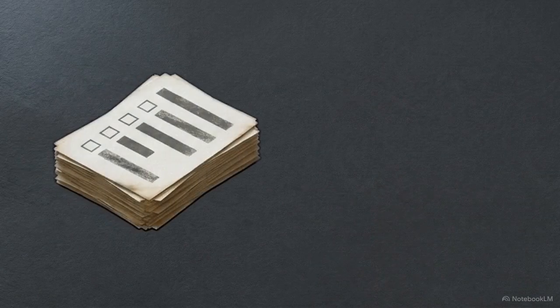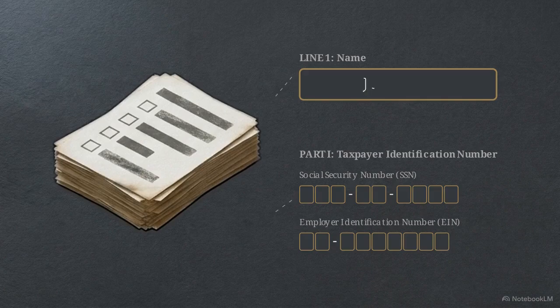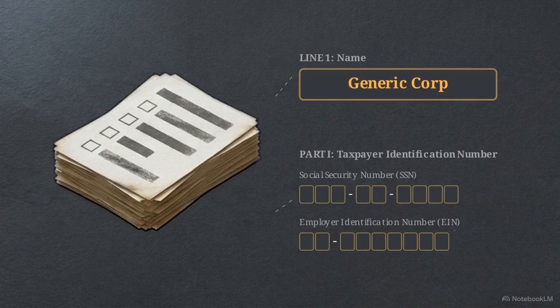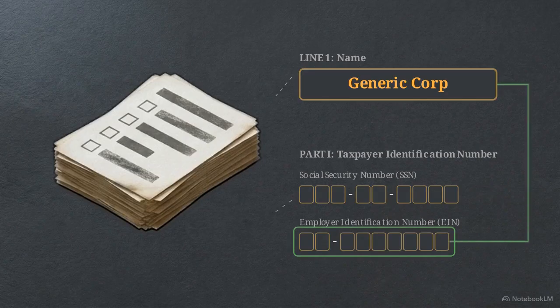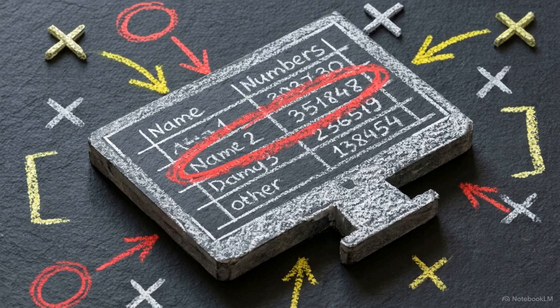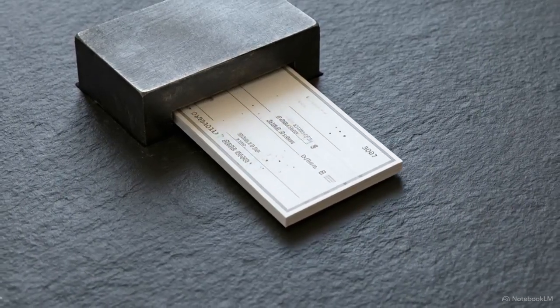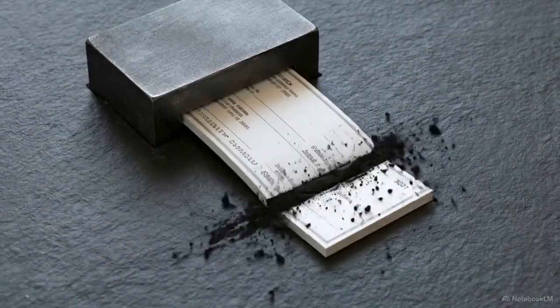Move to Part I, the Taxpayer Identification Number. For sole proprietors and single-member LLCs, this 9-digit code must be your Social Security number to match the personal name on line 1. Conversely, partnerships and corporations must match their corporate name with an employer identification number. This connection between line 1 and the TIN is the primary trigger for the 24% backup withholding protocol. If the name and the 9-digit code do not align in the IRS database, the withholding is automated.